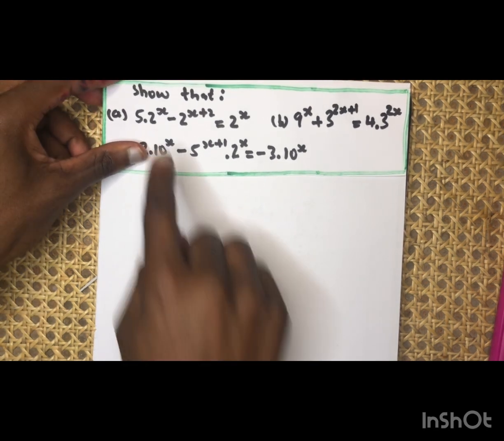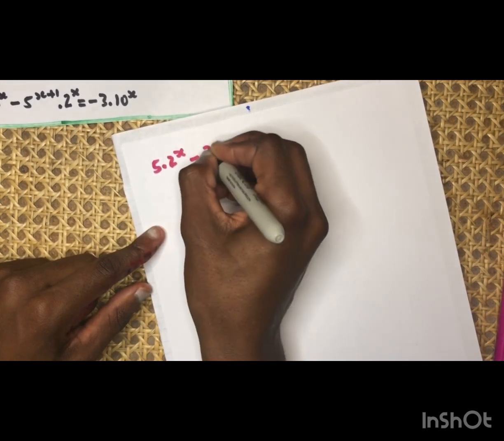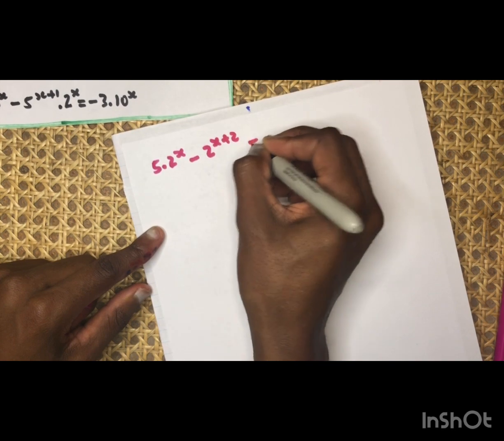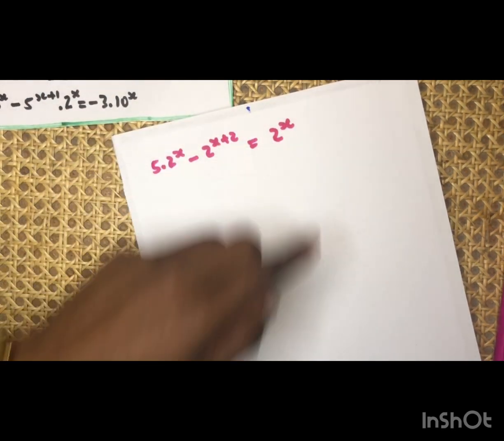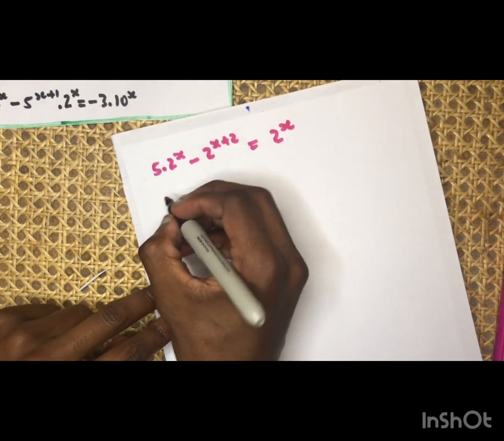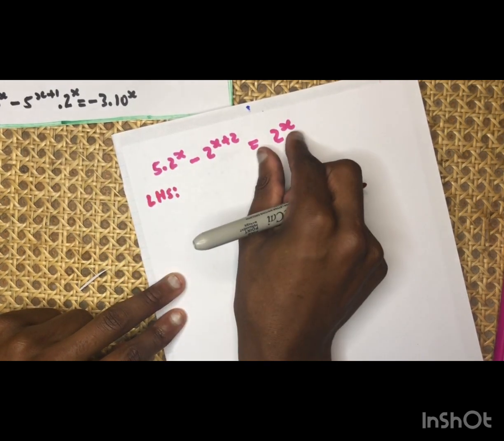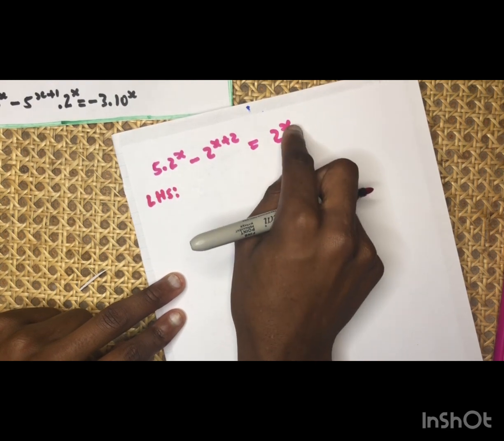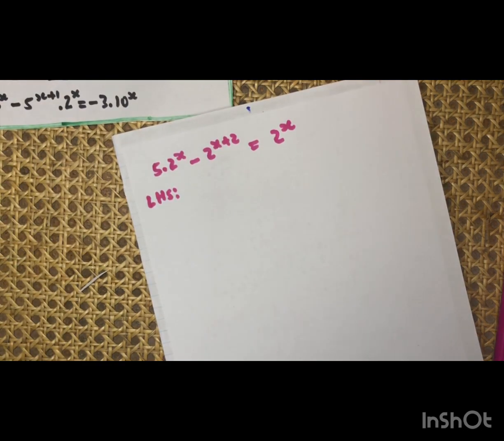So if I copy number A down, what do we have? We have 5 to the power 2x minus 2 to the power 2x plus 2 equals 2 to the power x. The question says show that this is equal to this. So if I consider this one as the left hand side and this your right hand side, I must make sure this side is the same as this one, because we cannot take this side to be the same as this one. So I have to take the side that is more complicated.